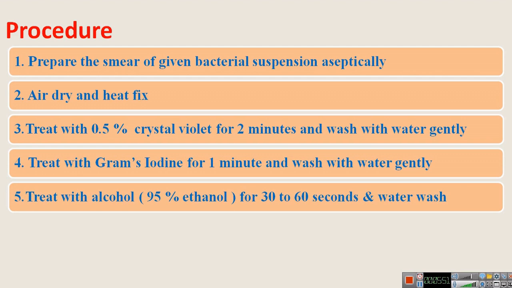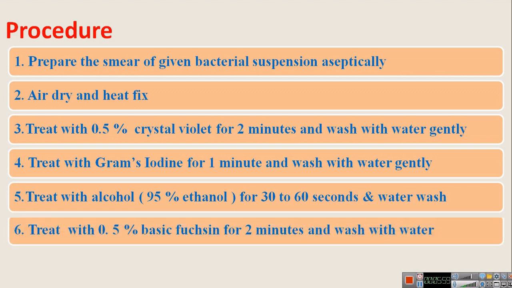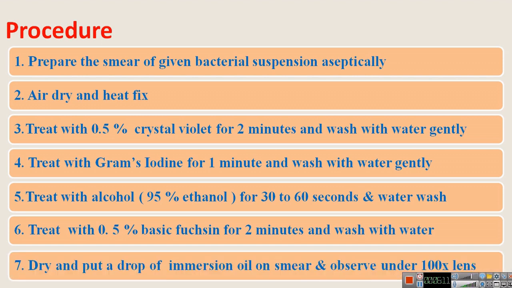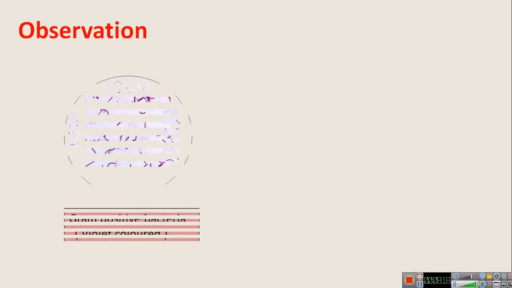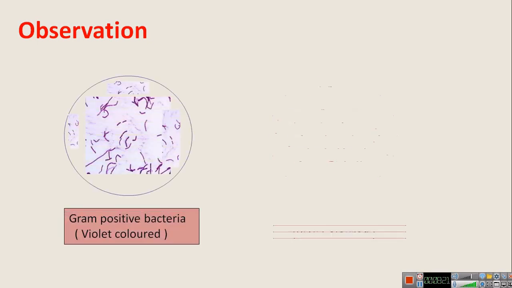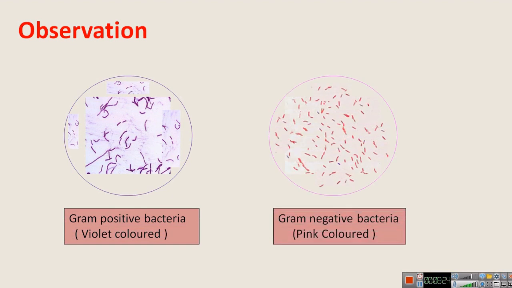Subsequently, treat it with alcohol, that is 95% ethanol, for 30 to 60 seconds and again wash with water. Afterwards, treat that smear with 0.5% basic fuchsin for 2 minutes and again wash with water. And finally, dry that smear, put a drop of immersion oil on it and observe under the 100x objective lens, that is the oil immersion lens. So what will be your observation? You will see either violet colored bacteria or pink colored bacteria under the microscopic field.